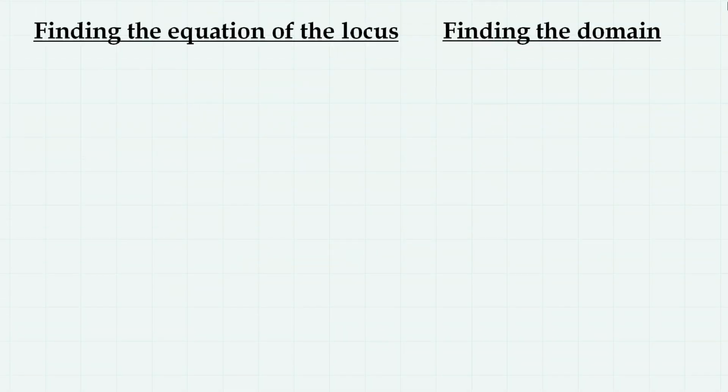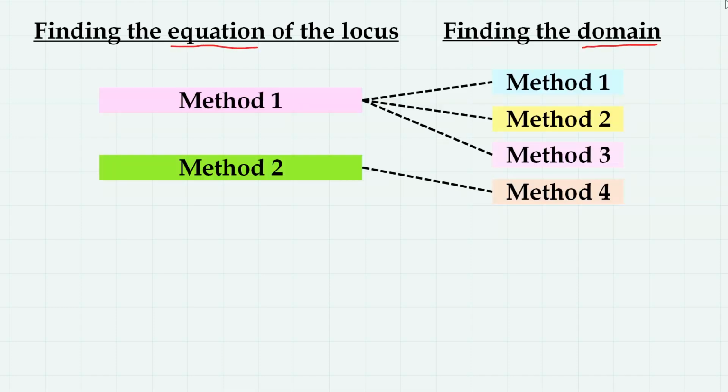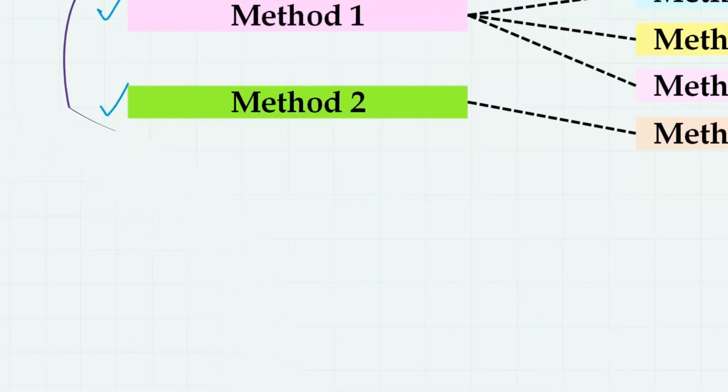And we must find the equation of this locus as well as its domain. So the solution consists of two parts: finding the equation of the locus and finding its domain. The cool thing about this problem is that not only are there different methods to find the equation of the locus, but there are also several different methods to find the domain as well. So let's jump right into the problem to find out all those super cool methods.